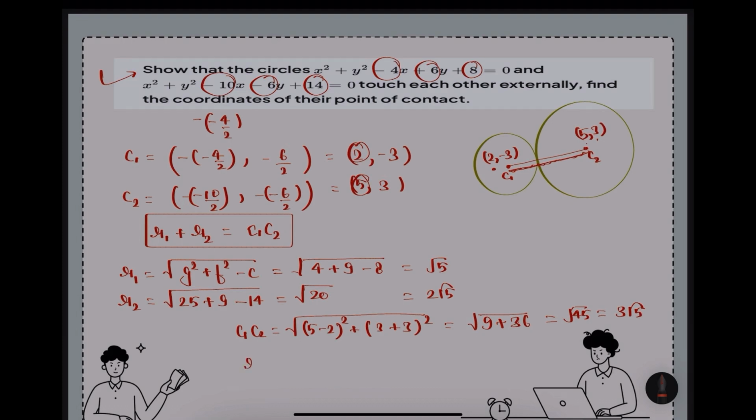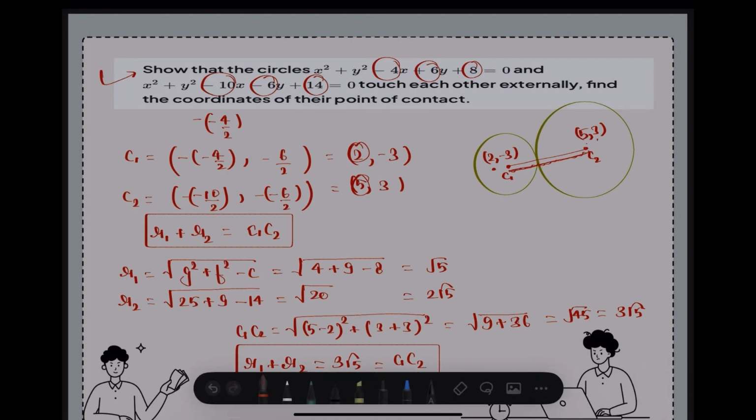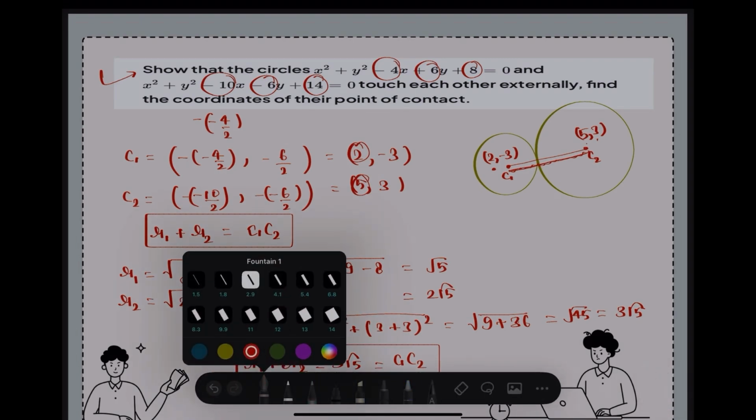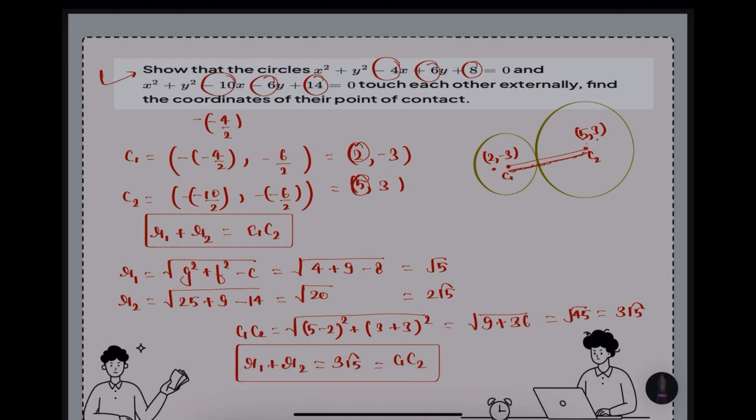Now clearly R1 plus R2 is equal to 3 root 5, which is equal to C1C2. Hence it is proved that both circles are touching each other externally. Now we have to find the point of contact.